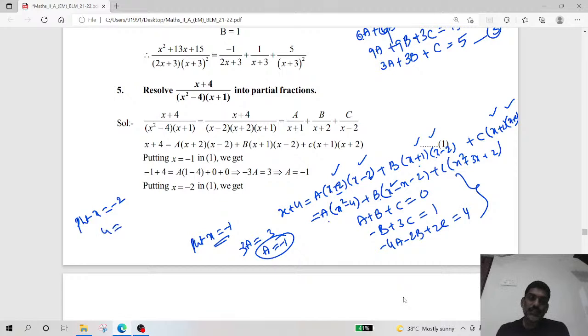4 is equal to minus 2 plus 4. 4b is equal to minus 2 plus 4, that is plus 2. Then b is equal to 1 over 2.